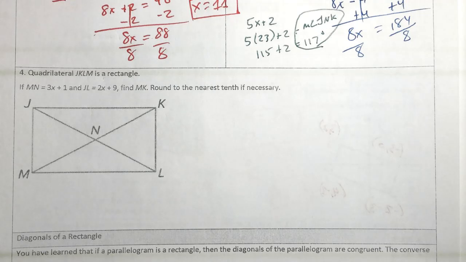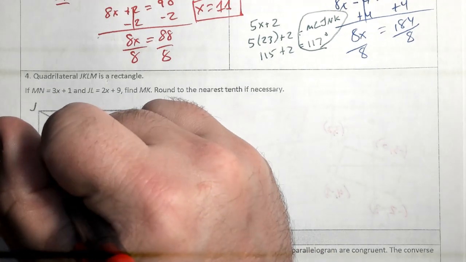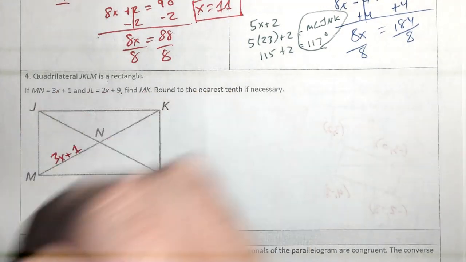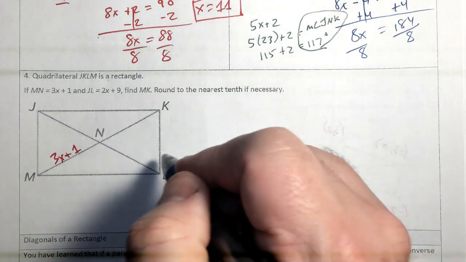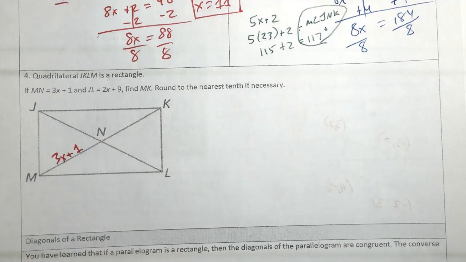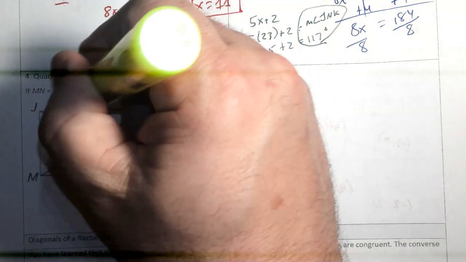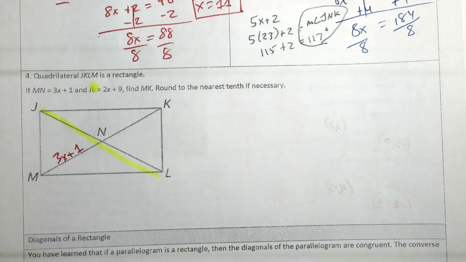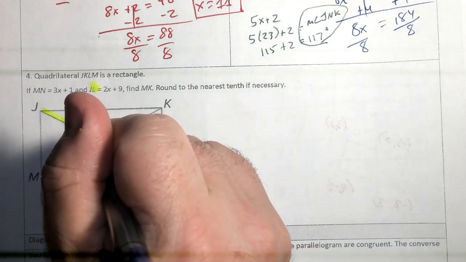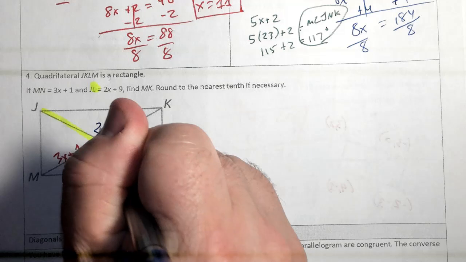Quadrilateral JKLM is a rectangle. If MN, so that's this piece, is 3x plus 1, and JL, so that's the whole line, actually, I'm going to highlight it, JL is 2x plus 9.